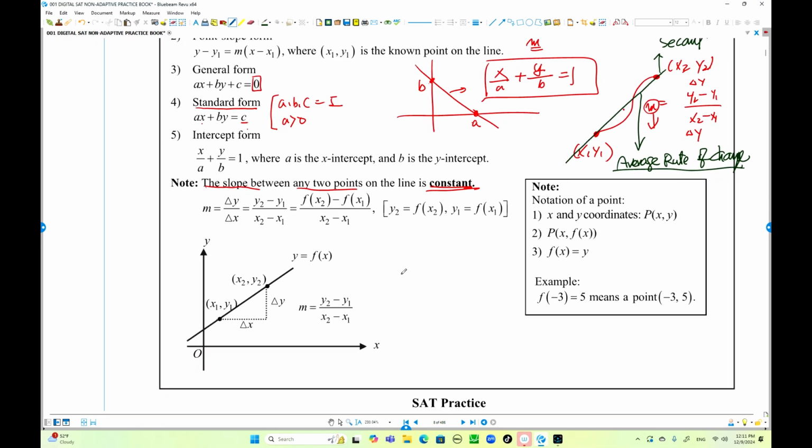Remember this one, okay? So in linear equations, the slope between any 2 points is always constant, and the line between 2 points is always what? Linear, okay? The line.